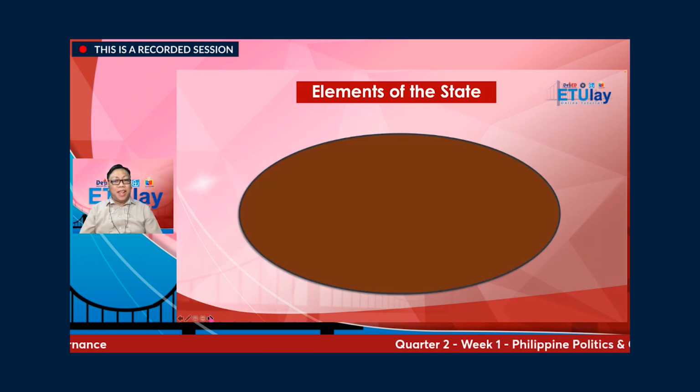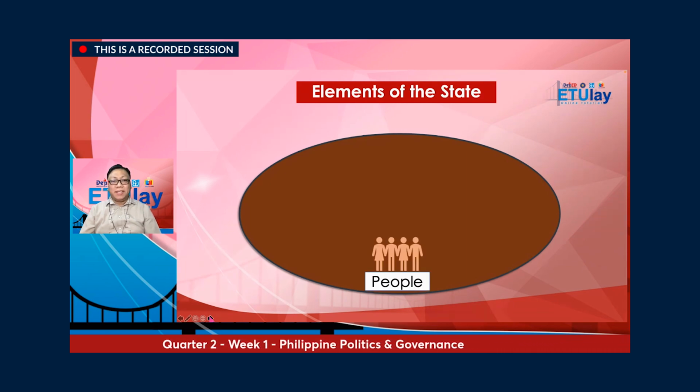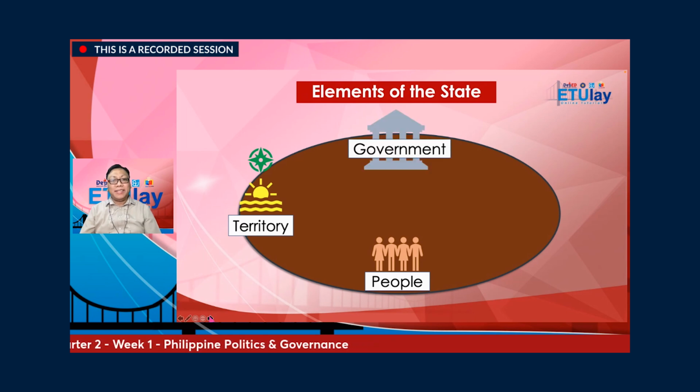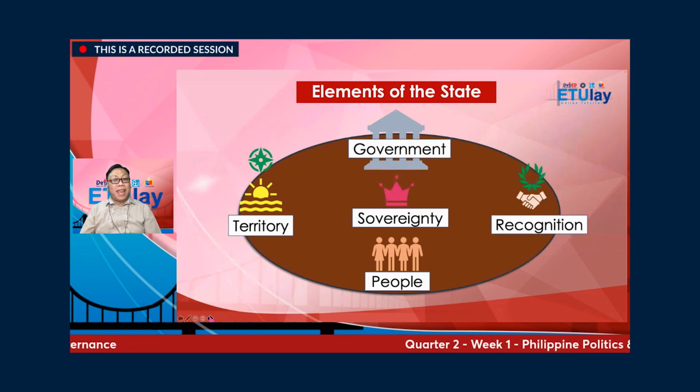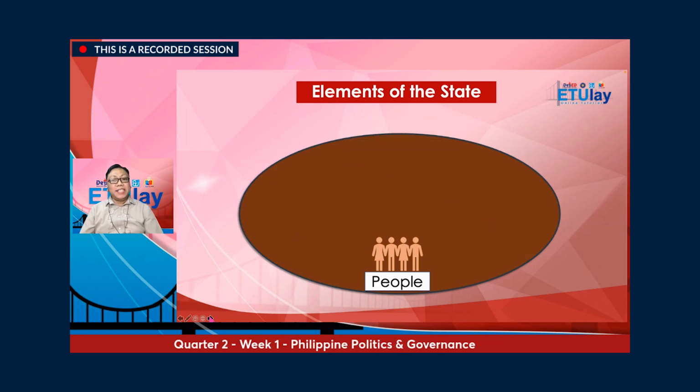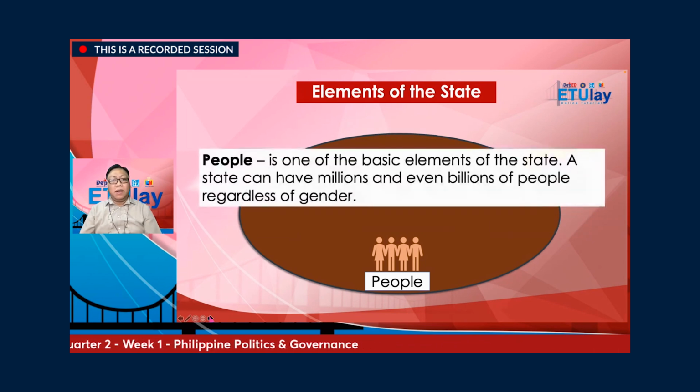Next, what are the elements of the state? People, territory, government, sovereignty, and recognition. We will tackle this one by one. The first element is people. Of course, people is one of the basic elements of the state. A state can have millions or even billions of people regardless of gender. Just like the Philippines, we have a population of around 110 million and we are increasing.